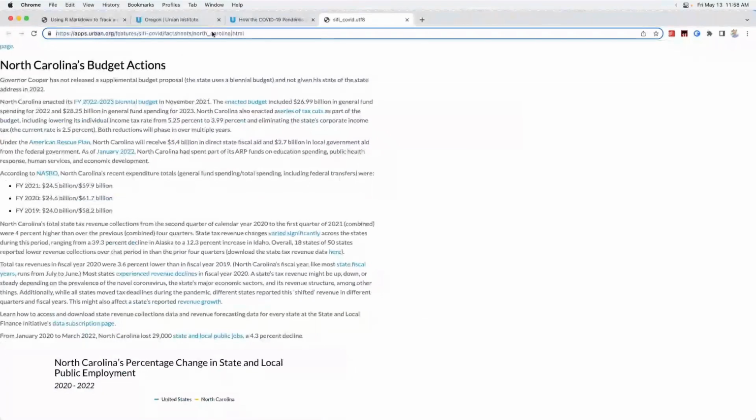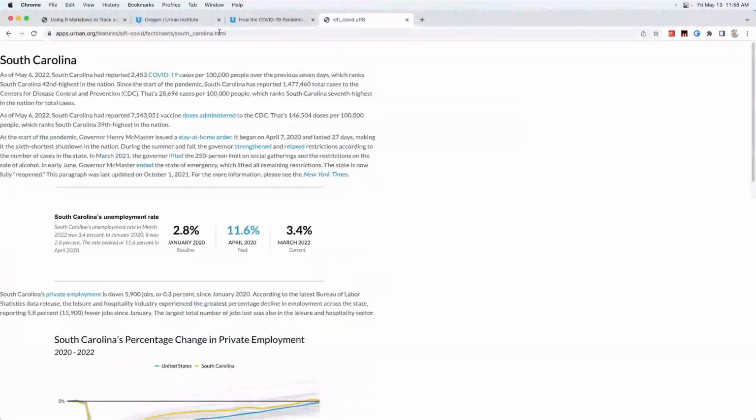So for example, I'm guessing it would work if I replace North Carolina with South Carolina. And so that's how you have, in a folder somewhere on the Urban website, like 51 of these, or however many. Is that right? And then they're embedded.